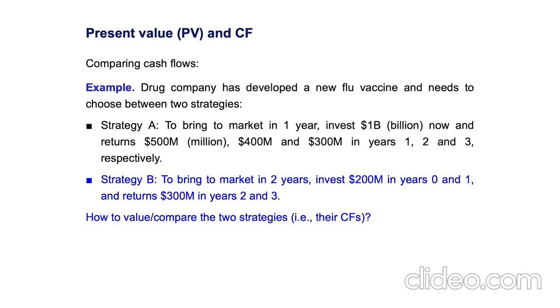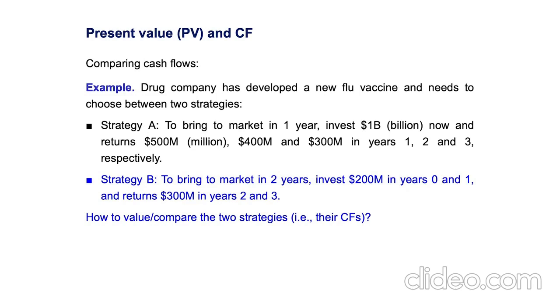How do we make a decision between strategy A and B? In particular, how do we value or compare these two strategies or their cash flows? Of course, the cash flows of the two strategies, being multidimensional, cannot be easily ranked. With the present value, however, the ranking becomes simple. The present value of a cash flow, or its current market price, is a number, a scalar, which can be easily compared.